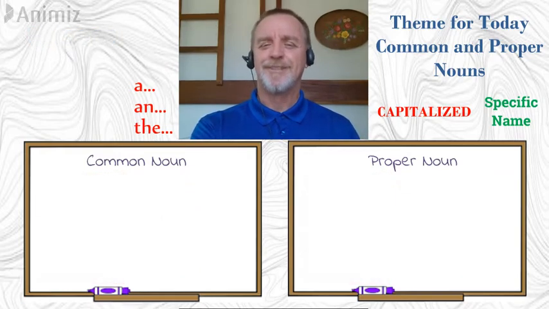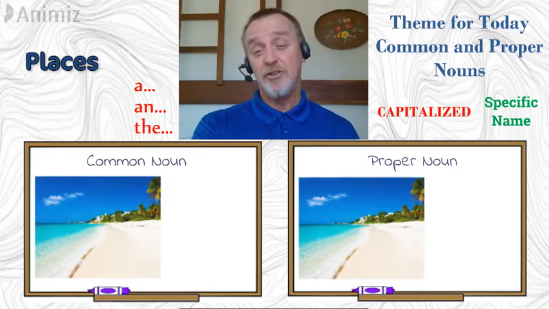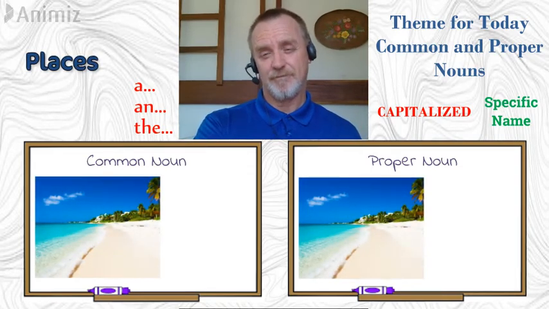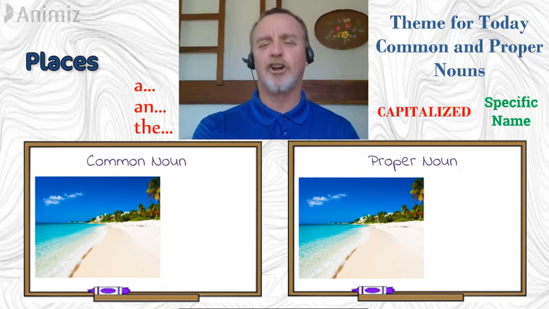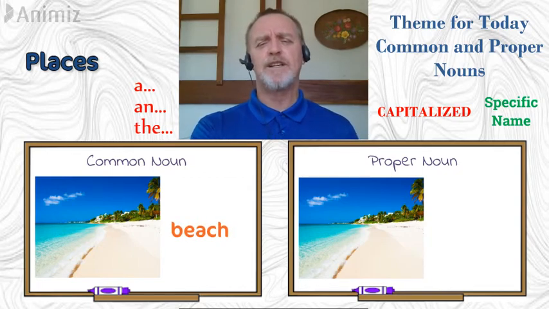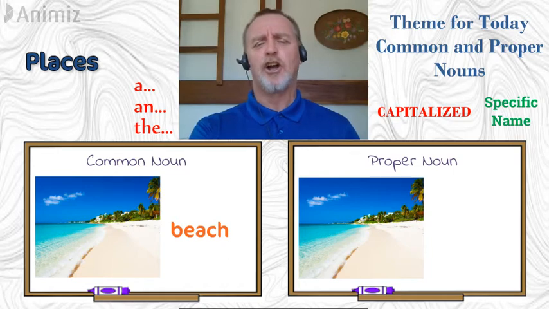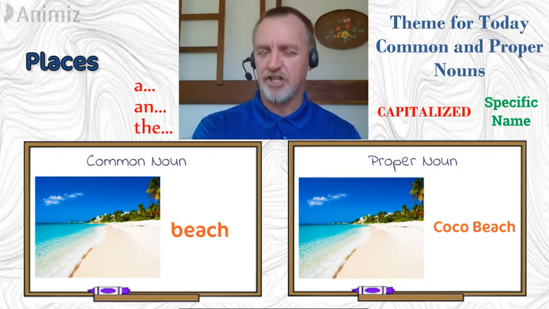Okay, the second category, places. Can you see a place? If you can, that means that that place is considered a concrete noun. Many people like to go to the beach. In this case, people are going to a specific beach called Cocoa Beach. Note that I said the beach.